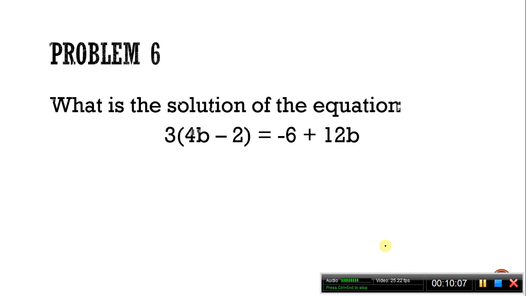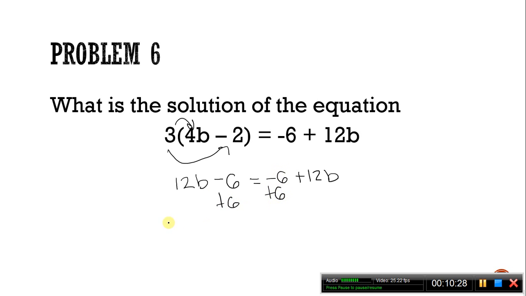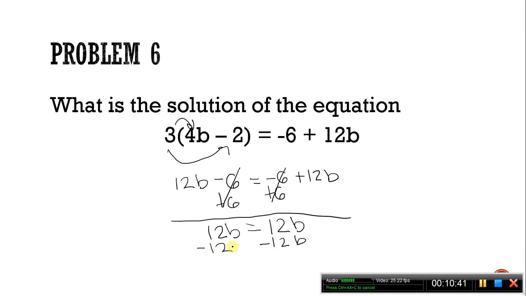So I'm going to do these two problems. You do not need to write them down unless you want more examples in your notes. So I'm going to distribute 3. I get 12b minus 6 equals negative 6 plus 12b. So I'm going to add 6 to both sides. Make sure I add 6 to the lone number. Get 12b. These guys are going to cancel. Looks like these two are going to also cancel. Left with 12b. I'm going to subtract 12b from both sides, and I get 0 equals 0.